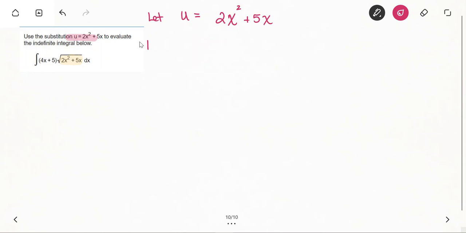Then the second step is to find the derivative of U. Notice that there are x's in here, so our derivative is going to involve the chain rule, and so having dx. Our derivative of U would be 2 times 2 is 4, x to the 1, plus 5, times dx, times the dx because of the chain rule.